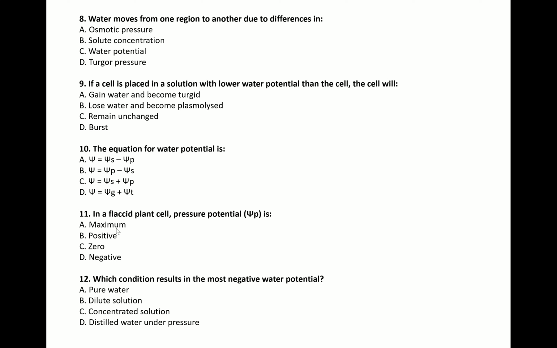One more important question. In a flaccid plant cell, pressure potential will be zero. Why? Because in the turgid case, what we have observed is that because we are adding more water, the pressure potential was positive. Okay, whereas in the flaccid cell, the cell loses water. Okay, and the protoplasm starts to move away from the wall. Okay, and the cell condition will be flaccid. That's why you have to remember that pressure potential for the flaccid plant cell will be zero. It is neither negative nor positive, it will be zero.